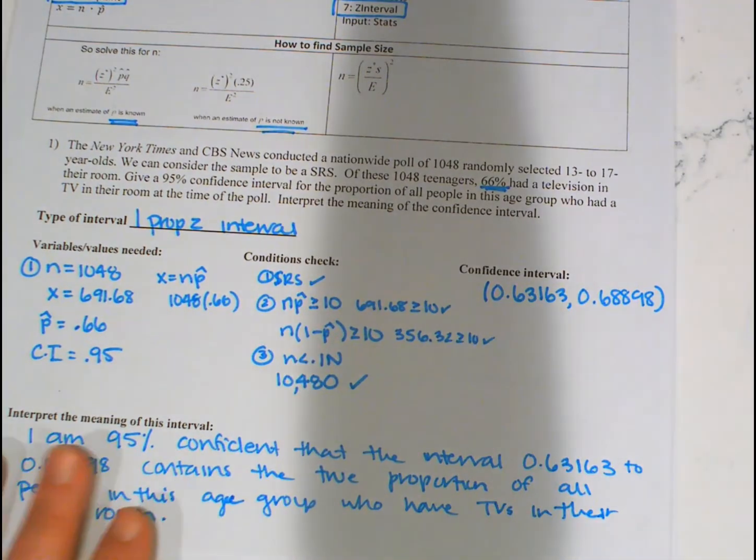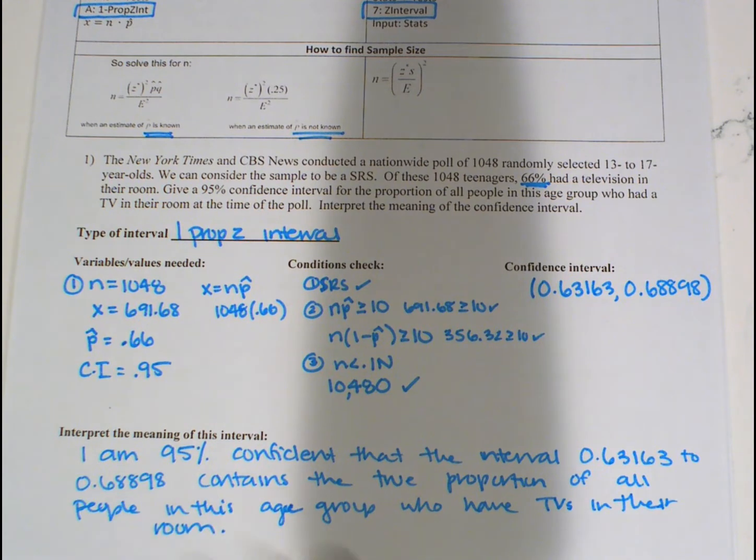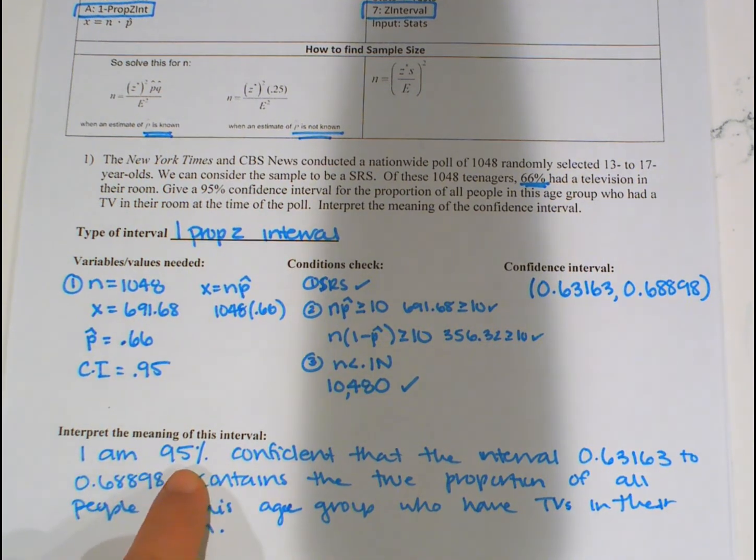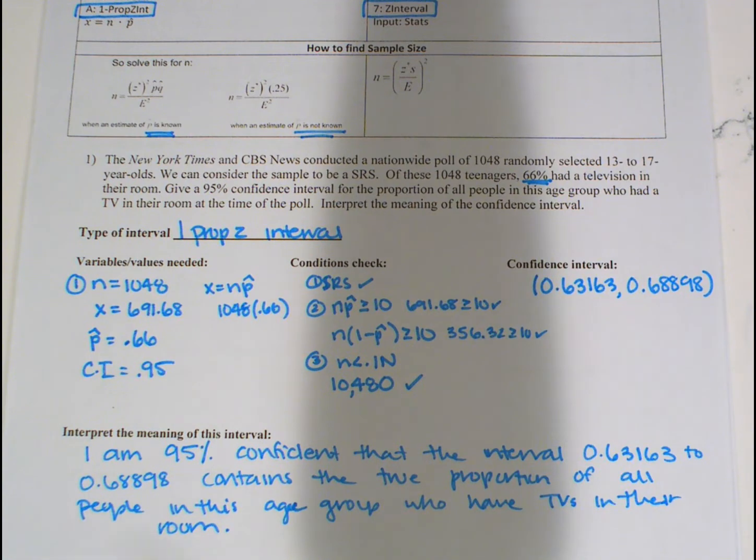And we're pretty consistent in our wording of this. However many a confidence interval we have, I'm confident that the interval, whatever number to whatever, contains, and then we put it back in context to the problem that we're working on. We want to make sure that someone could read the interpretation of this and not necessarily need to have read the whole problem to know what we're talking about.